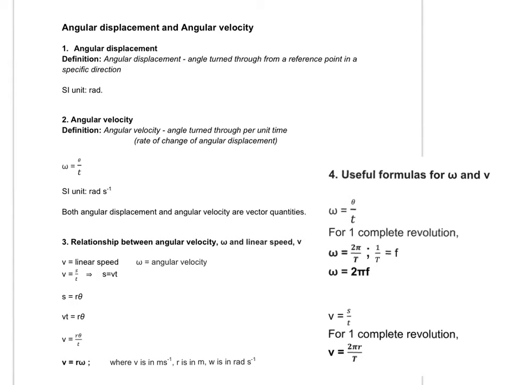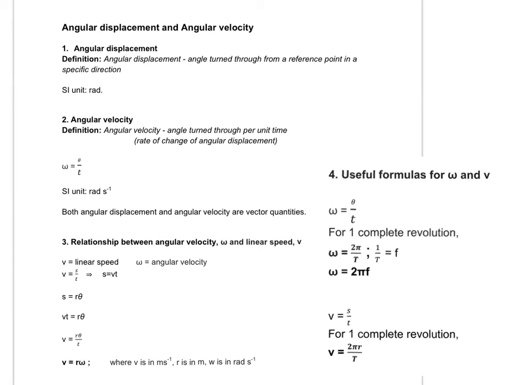Therefore, there is a definition of angular displacement that you need to memorize. Angular displacement is defined as the angle turned through from a reference point in a specific direction, and the SI unit is radians.